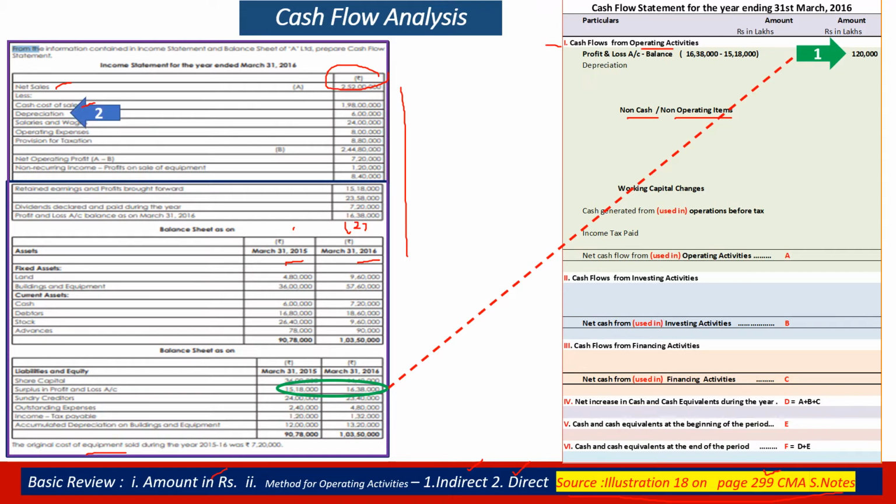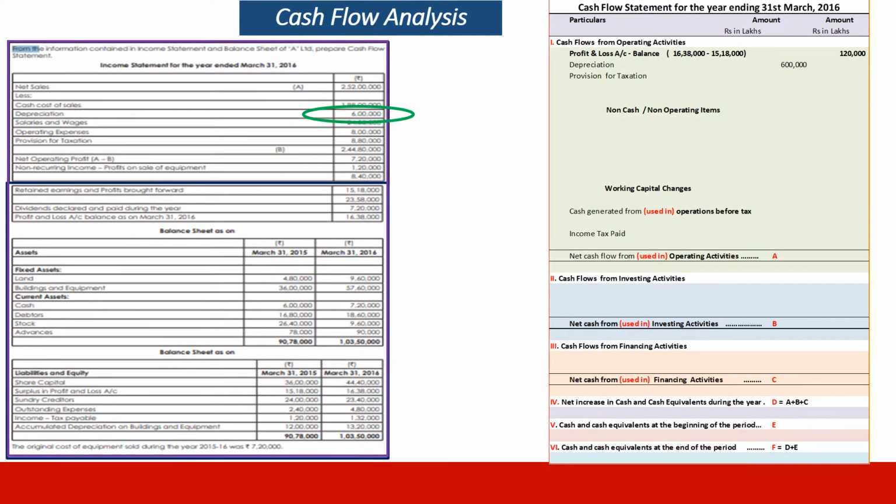And the first non-cash or non-operational item is depreciation. We will be taking up depreciation as the next item because it is a non-cash item. Though it is operational, it is a non-cash item, and we will be removing it. And depreciation, as indicated in the problem, is 6 lakh rupees. We will be just putting 6 lakhs against depreciation. And next item after that is salaries and wages, is cash and it is operational. Operating expenses, cash and operational.